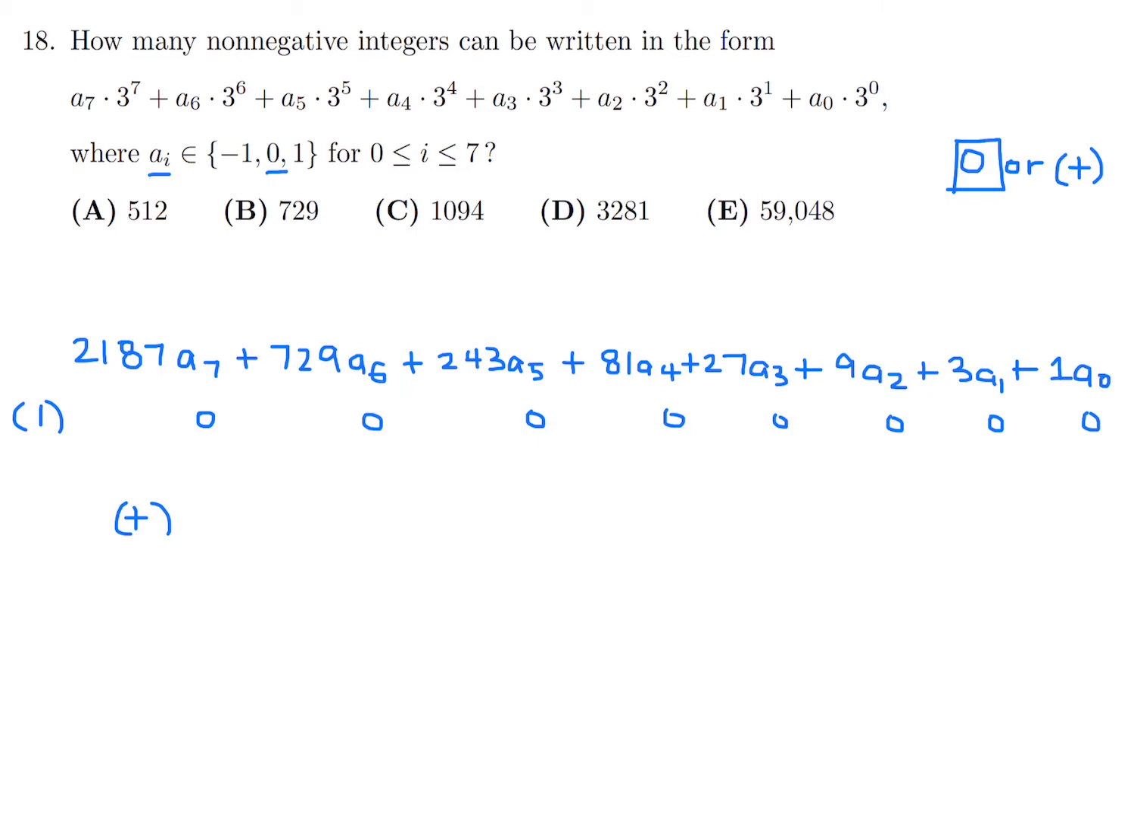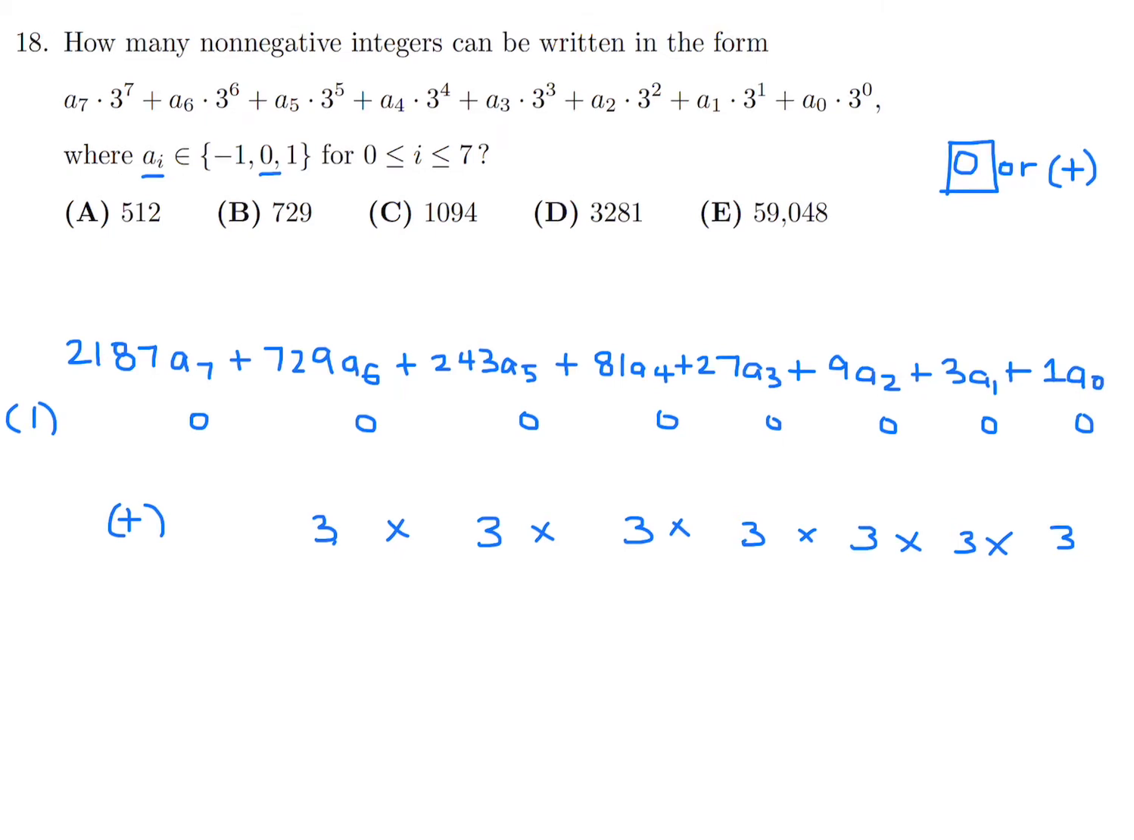So if this is positive, any combination for any other term is valid in order to get the whole expression to be positive. So let's figure out how many combinations there are. For this guy, a7, we have 3 choices, right? Either -1, 0, or 1. So we have 3 choices. Similarly, for a6, we have 3 choices. 3 choices for a5, a4, a3, a2, a1, and a0. Then you multiply them all together to get the total number. And that looks like 1, 2, 3, 4, 5, 6, 7, 3 to the power of 7.